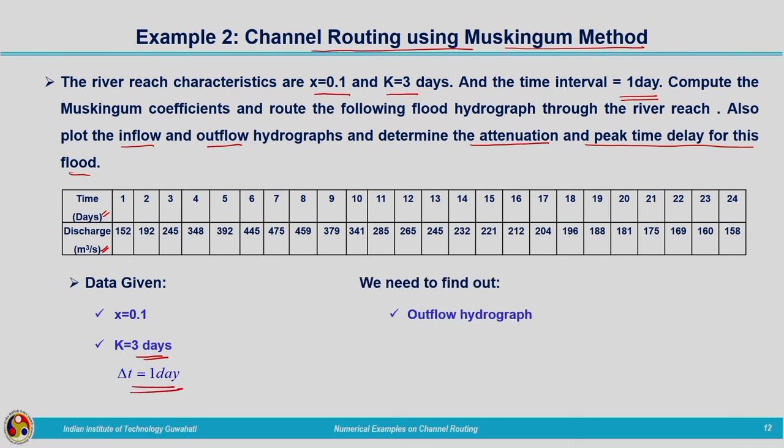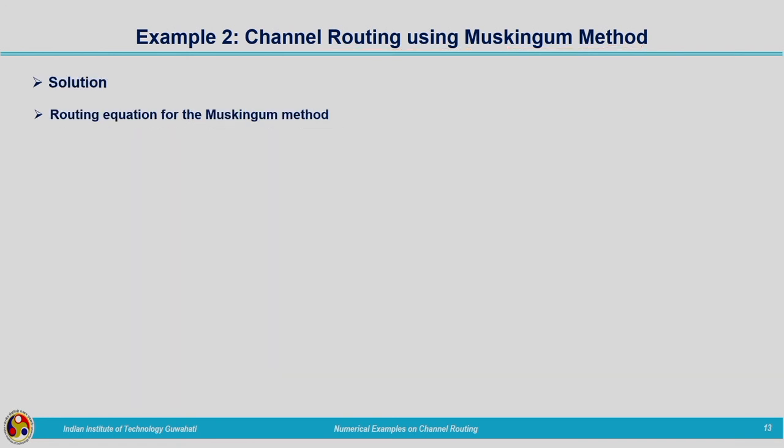We need to find the outflow hydrograph, attenuation of flood peak, and peak time delay. Three things we need to find out. The outflow hydrograph has to be found out first. Then by comparing the inflow hydrograph and outflow hydrograph, we can find the attenuation, that is the reduction in peak, and also how much is the lag between the peaks of both hydrographs. These are the things to be calculated. First, let us start with solving the example problem.